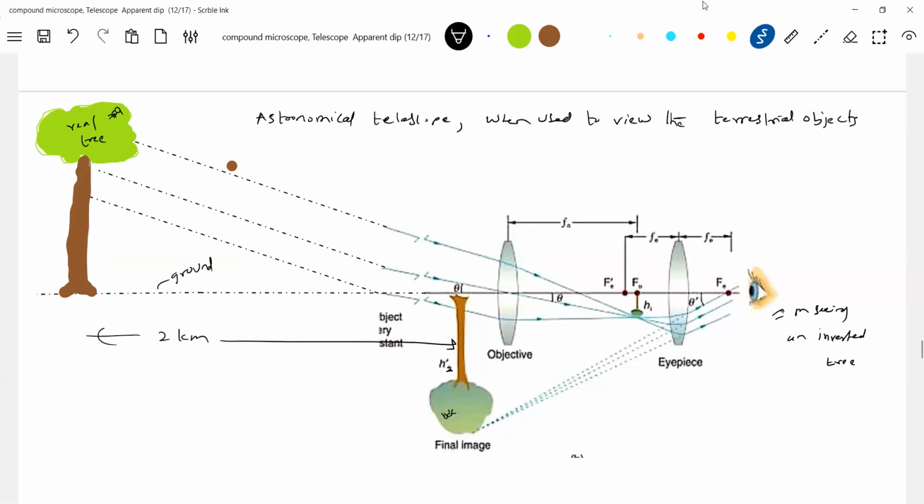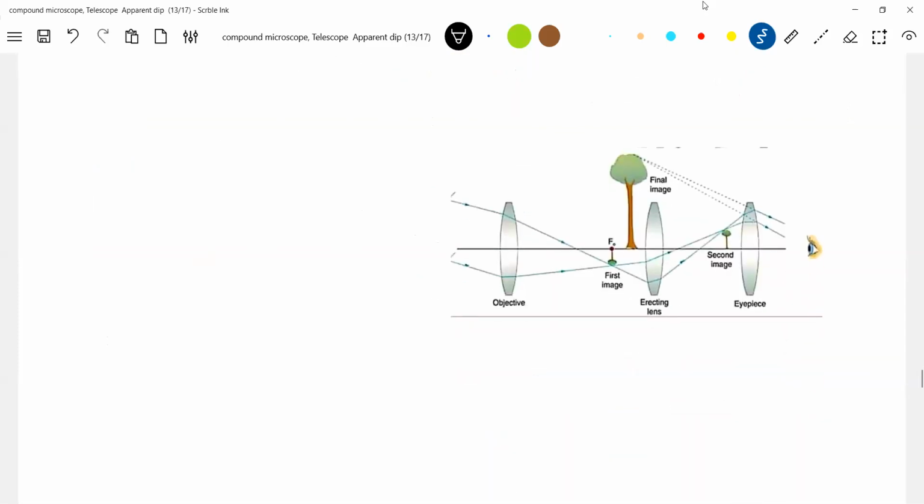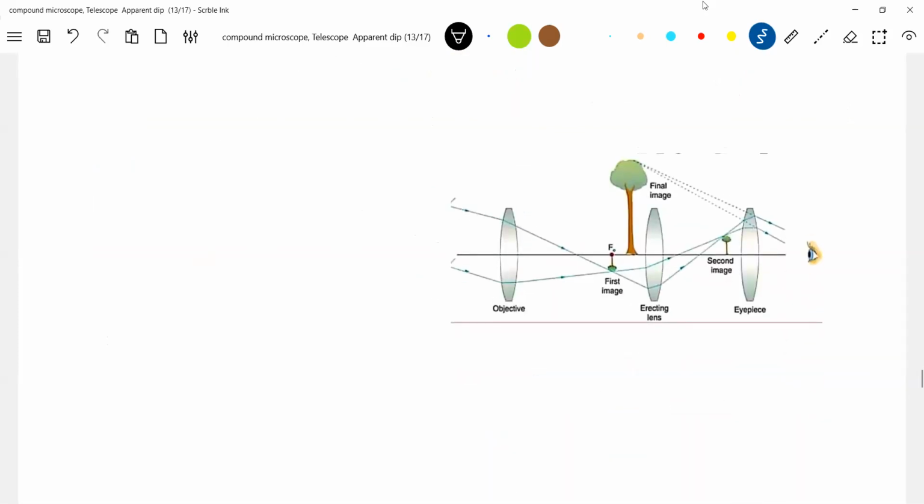This has to be modified. So an astronomical telescope which is modified to view terrestrial objects is called a terrestrial telescope. The formulas are the same, magnifying power, everything. Only the length of the tube is going to change. So for that, I will bring now a diagram like this.